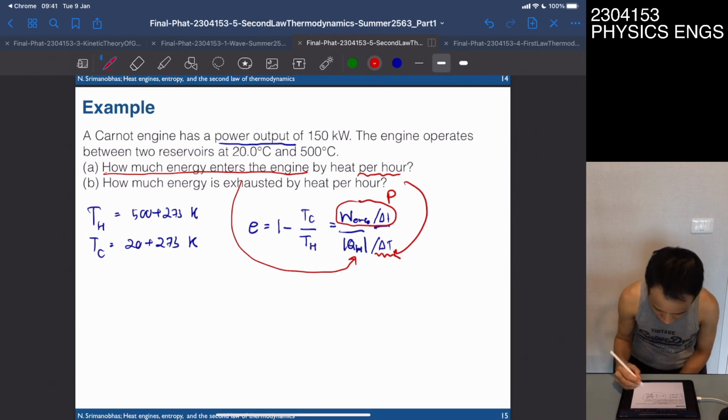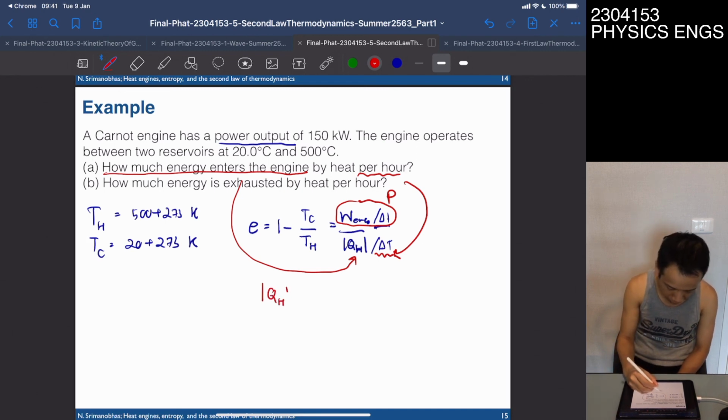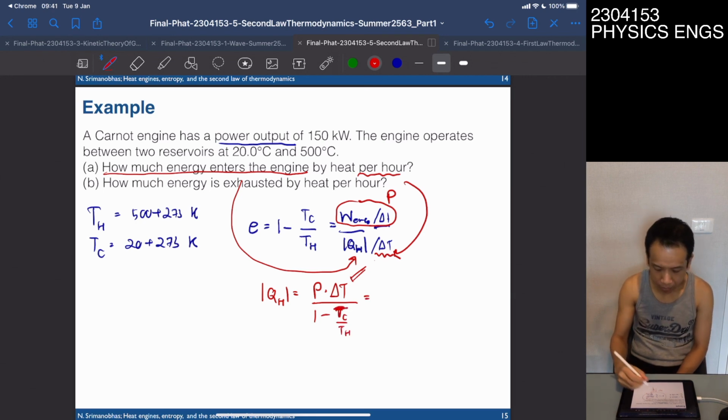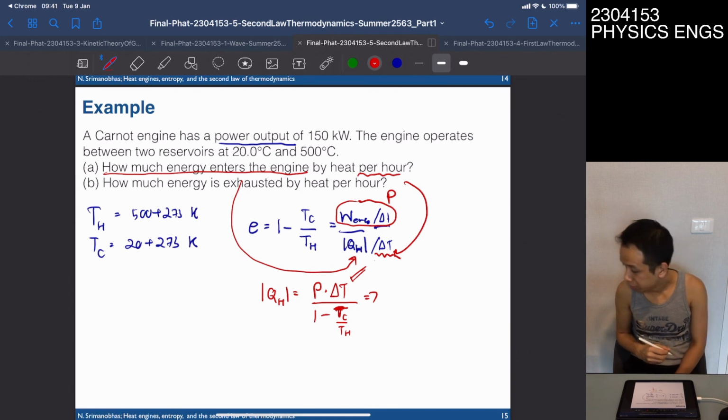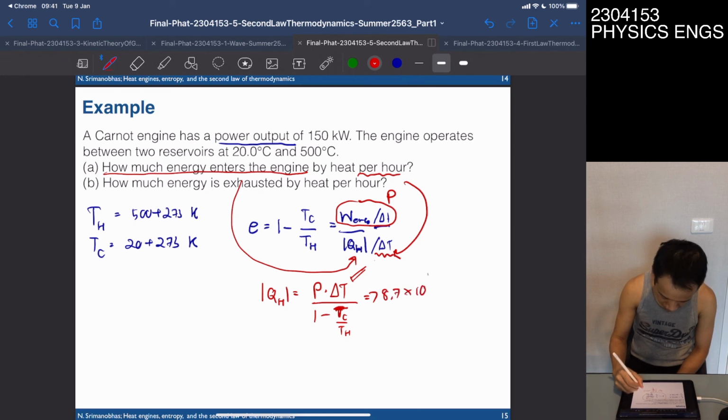So you link what you have already. What you have to do is just arrange the equations. So QH is going to be P, which is here, times delta T, which is coming from this one, divided by 1 minus TC over TH. You have all the numbers, just put them in. We should get about 8.7 times 10 to the 8 joules.